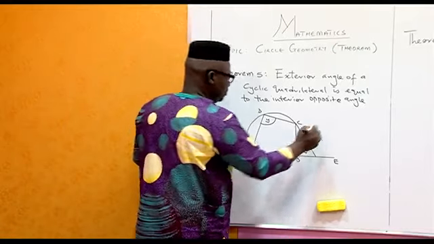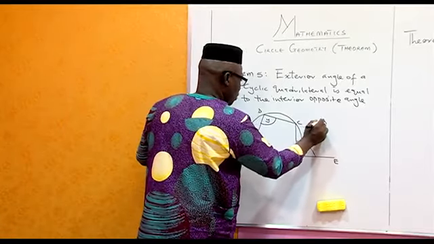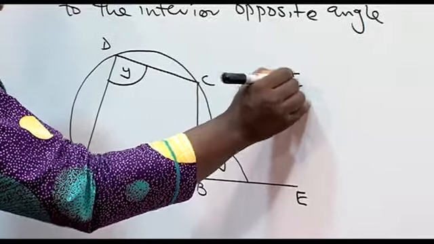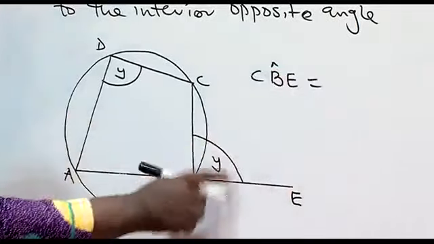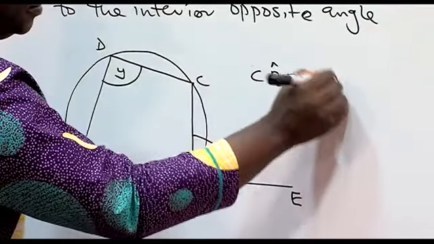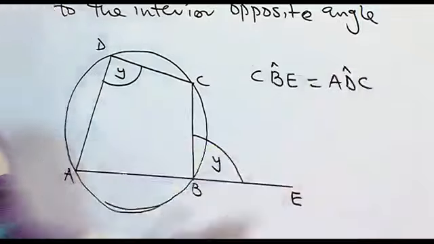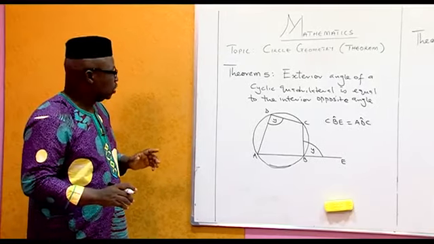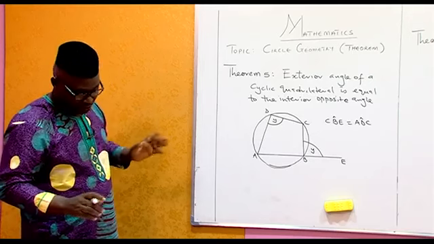So what are we saying? Angle CBE is going to be the same as ADC. That is what the theorem is telling us. It is only applicable to cyclic quadrilateral.